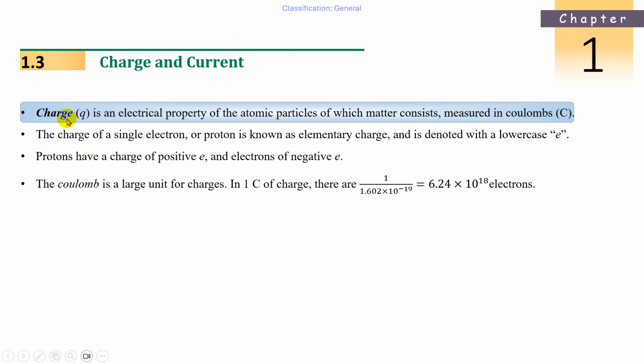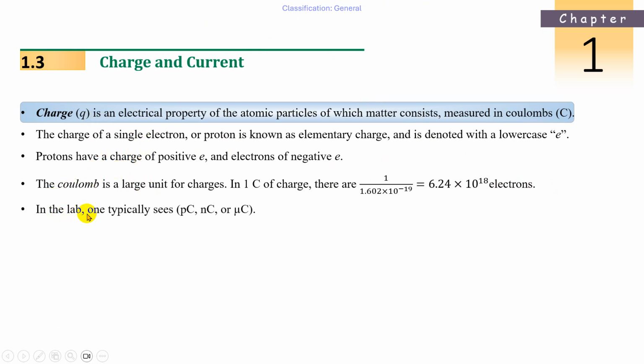Okay, this is small q. Small q is the electrical property of the electron, that is 1.602 into 10 power minus 19. But if you say 1 coulomb, then how many electrons? 10 power 18 electrons will come in 1 coulomb. It is a bigger, large quantity. This is called the large quantity, and this is called the small quantity.